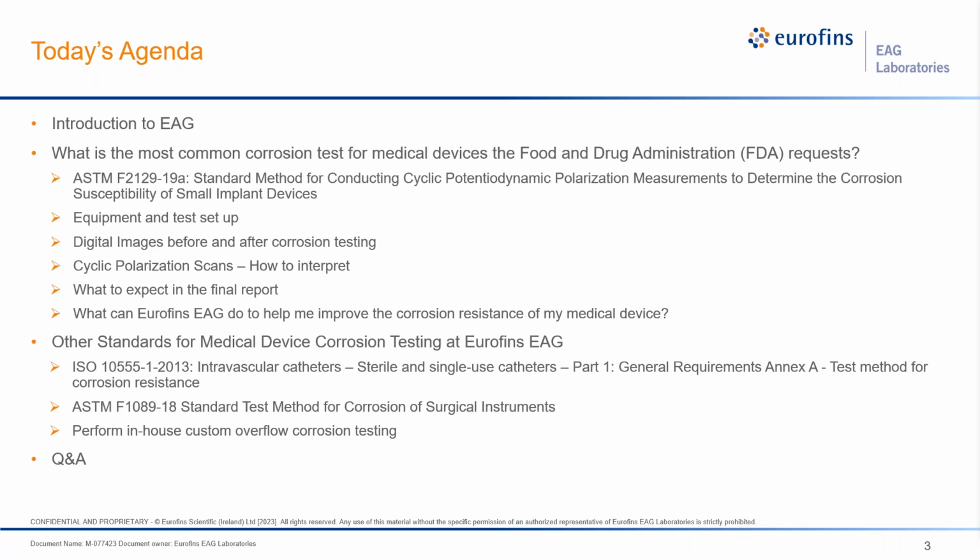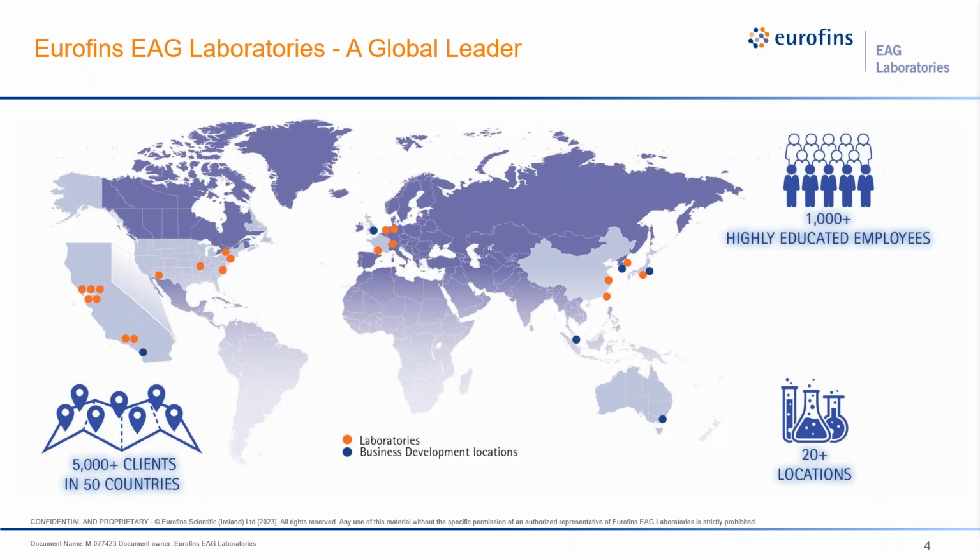So now I'm going to move forward and give a brief introduction to EAG. Eurofins is a global leader in testing with more than 5,800 employees and 900 laboratories within 54 countries. EAG is a division of Eurofins specializing in materials testing. We have more than 1,000 employees in 20 laboratory facilities around the world and support over 5,000 clients with 2,500 different types of testing equipment.